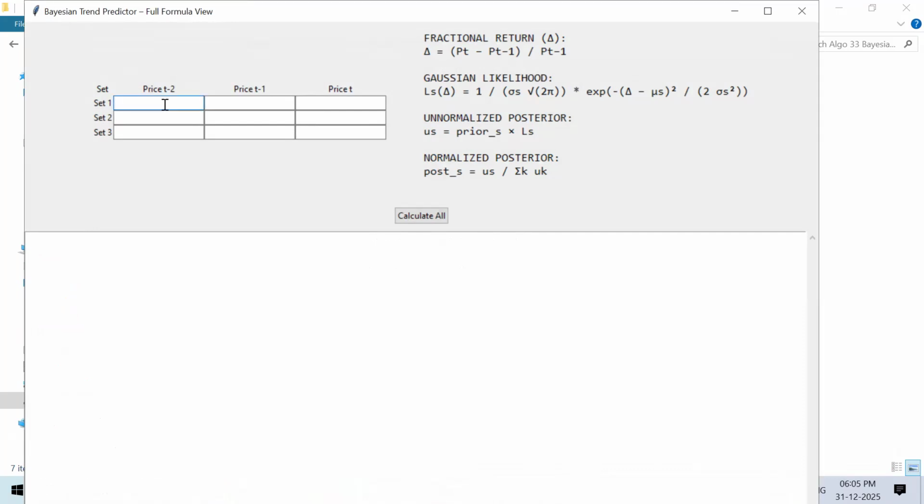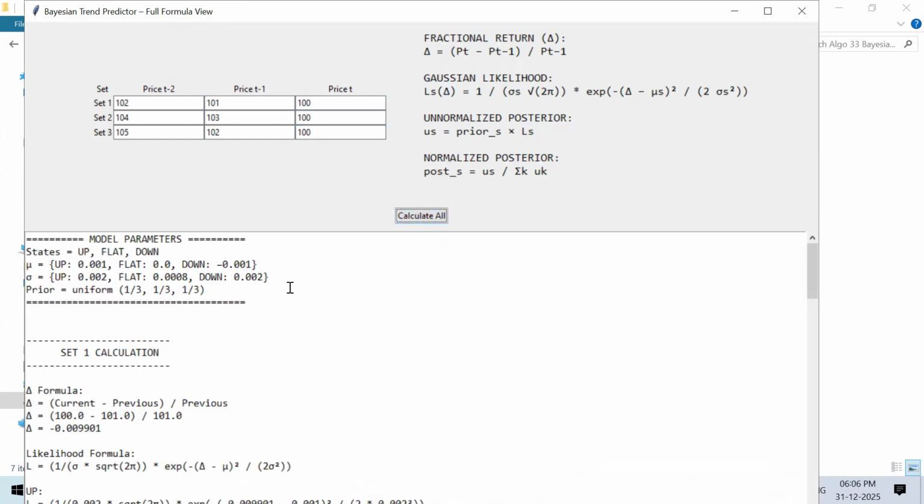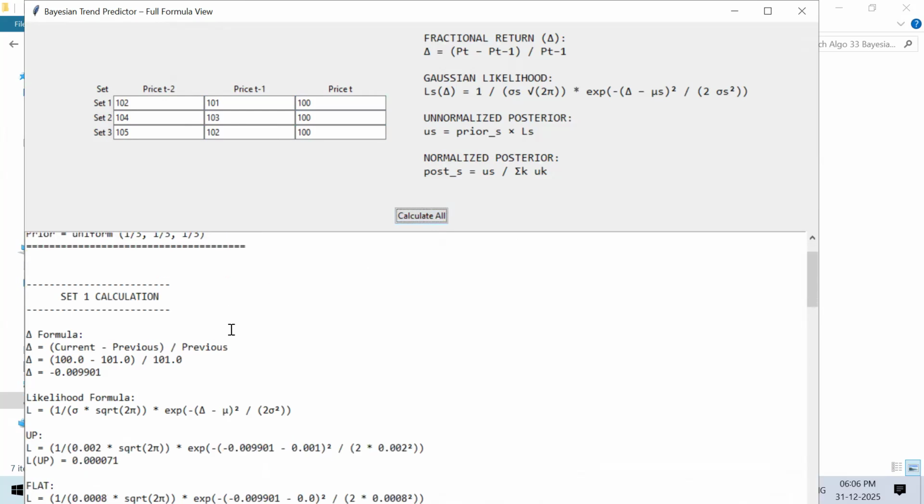Now let me show you what is happening with the price. First, suppose the price is 102, then it becomes 101, then 100. Again 104, then 103, then 100, then 105, then 102 and 100. So that means if you see all three sets, the price is decreasing. And now we are going to calculate everything over here for the flat market, for the up movement and for the down movement.